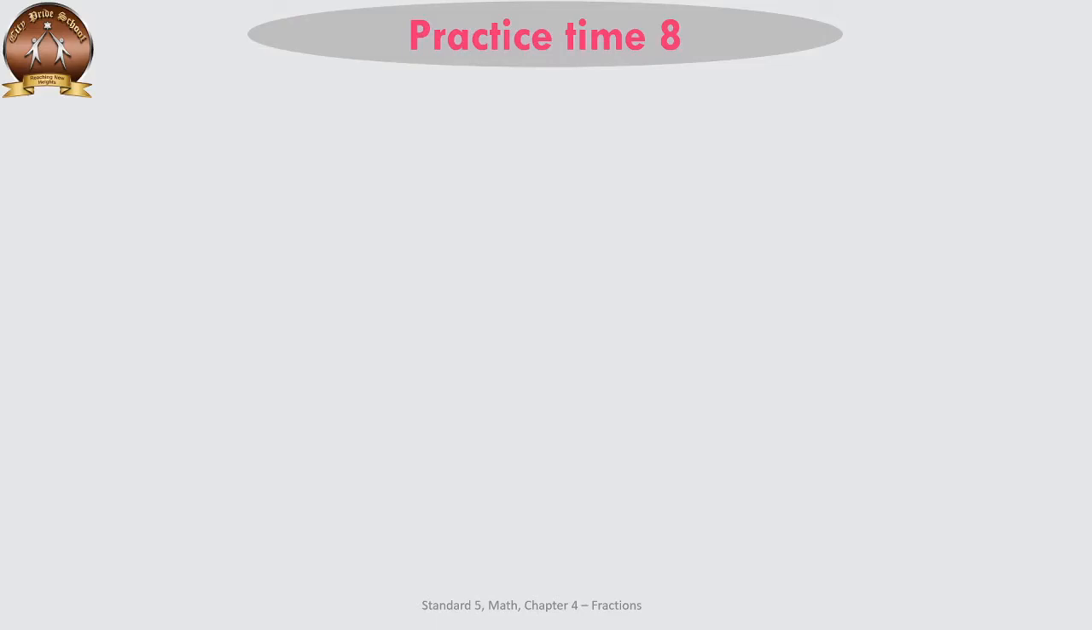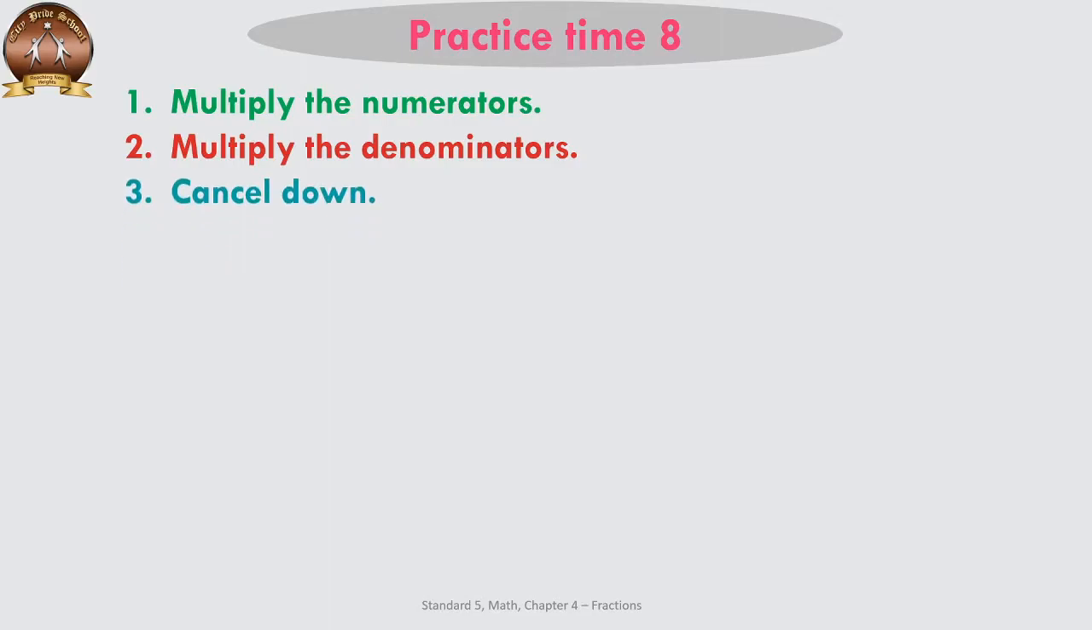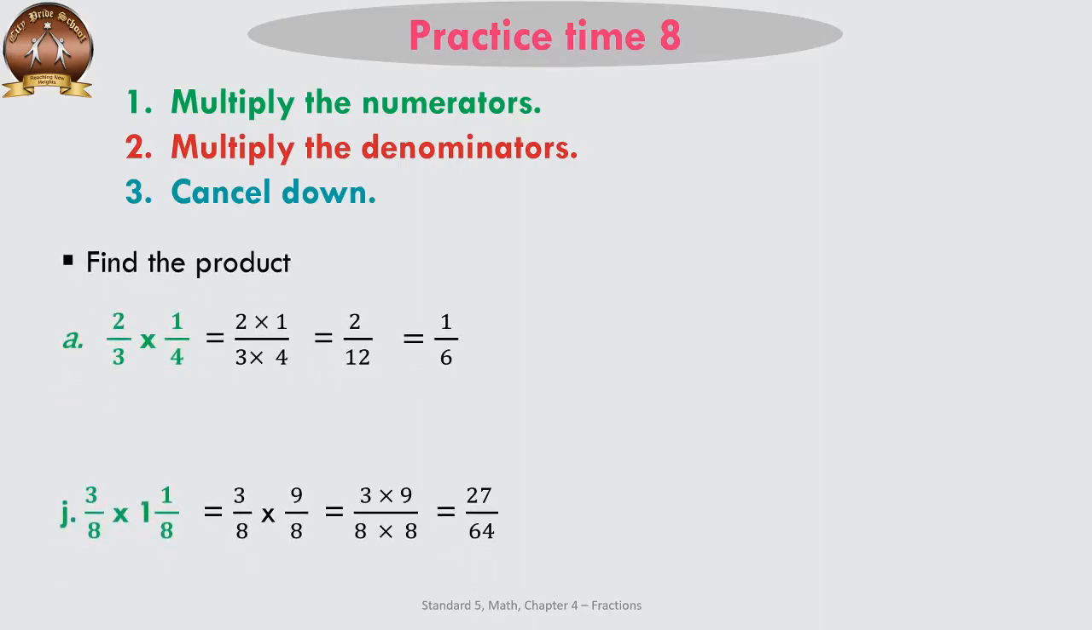Now we are going to learn this through some practical examples where we are not going to use diagrams. The first step is to multiply the numerators, then multiply the denominators, and then cancel down whatever we can in the numerators and the denominators at the same time. There are two questions on the screen. The first is 2 upon 3 multiplied by 1 upon 4. The numerators are 2 and 1 and the denominators are 3 and 4.